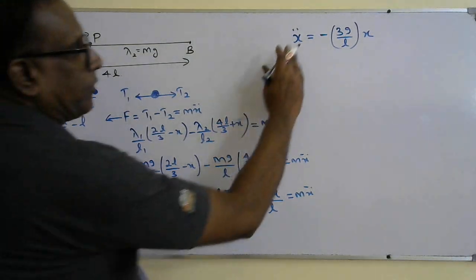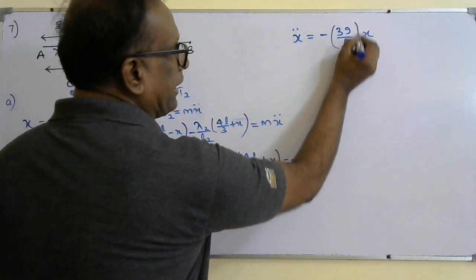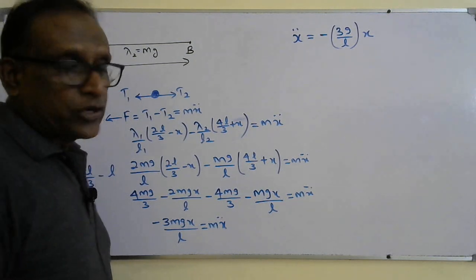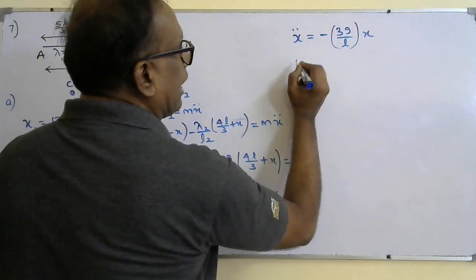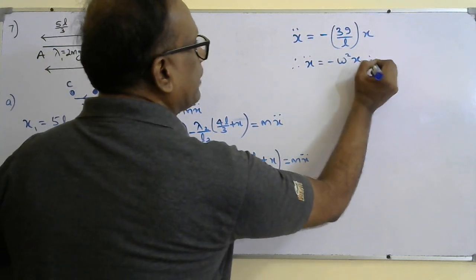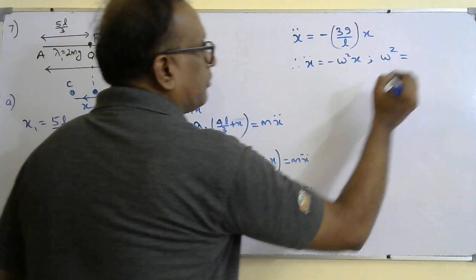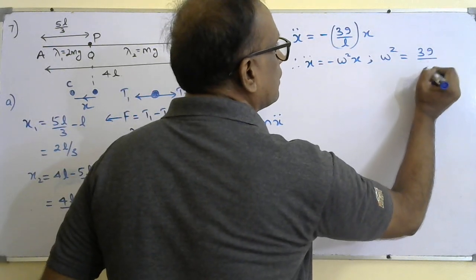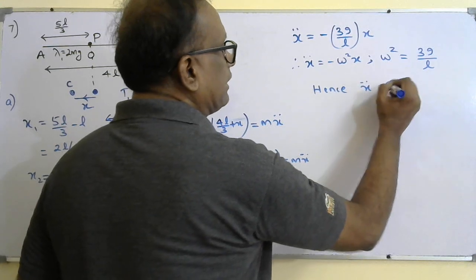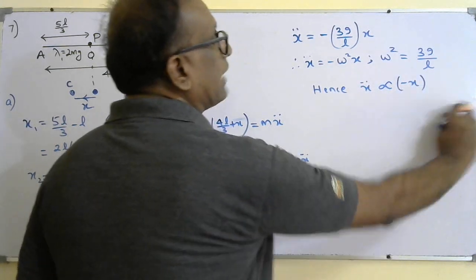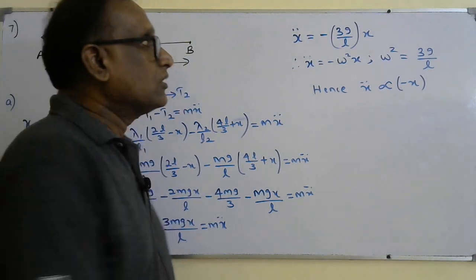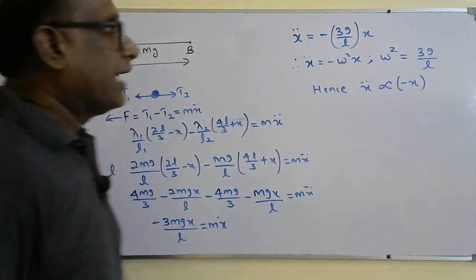Now look here, this is in the form of x double dot equal minus omega squared x, because 3g over L is constant, omega squared is constant for a simple harmonic motion. Therefore x double dot equal minus omega squared x format, where omega squared equal 3g over L. Hence x double dot is directly proportional to minus x. Therefore finally it will have simple harmonic motion, and omega squared is 3g over L.